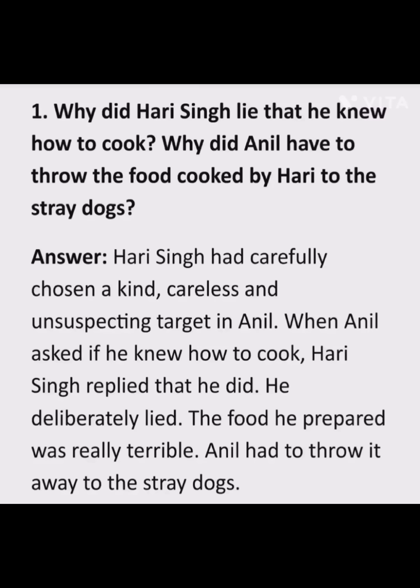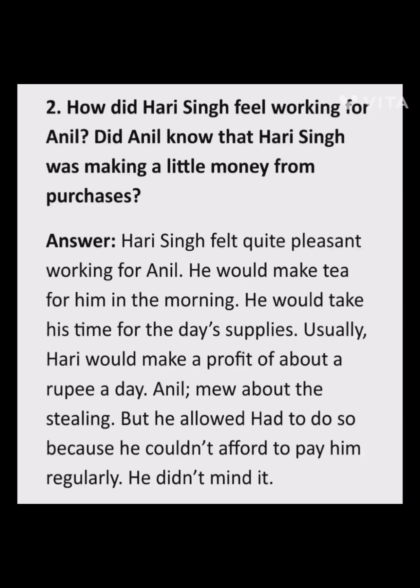So the first question is, why did Hari Singh lie that he knew how to cook? Why did Anil have to throw the food cooked by Hari to the stray dogs? Answer: Hari Singh had carefully chosen a kind, careless, and unsuspecting target, Anil. When Anil asked if he knew how to cook, Hari Singh replied that he did. He deliberately lied. The food he prepared was really terrible. Anil had to throw it away to the stray dogs.